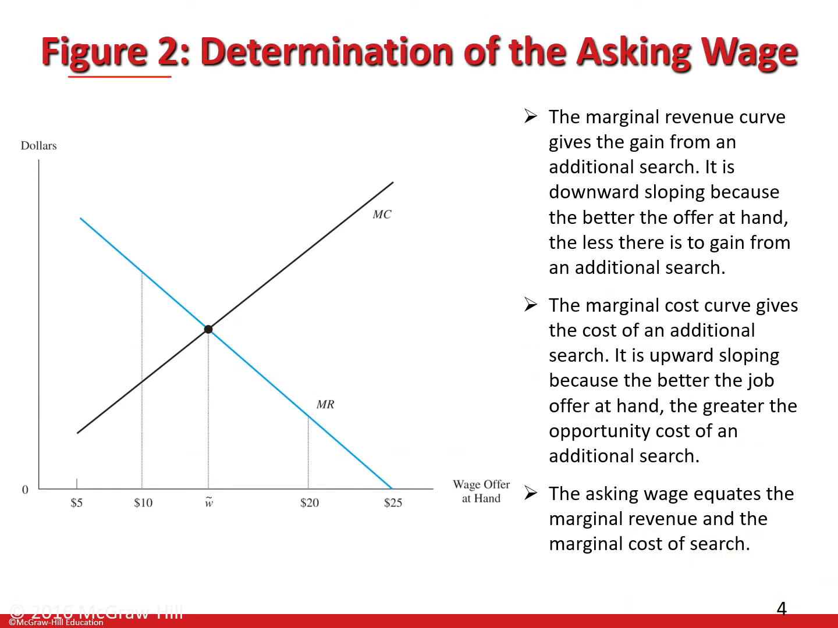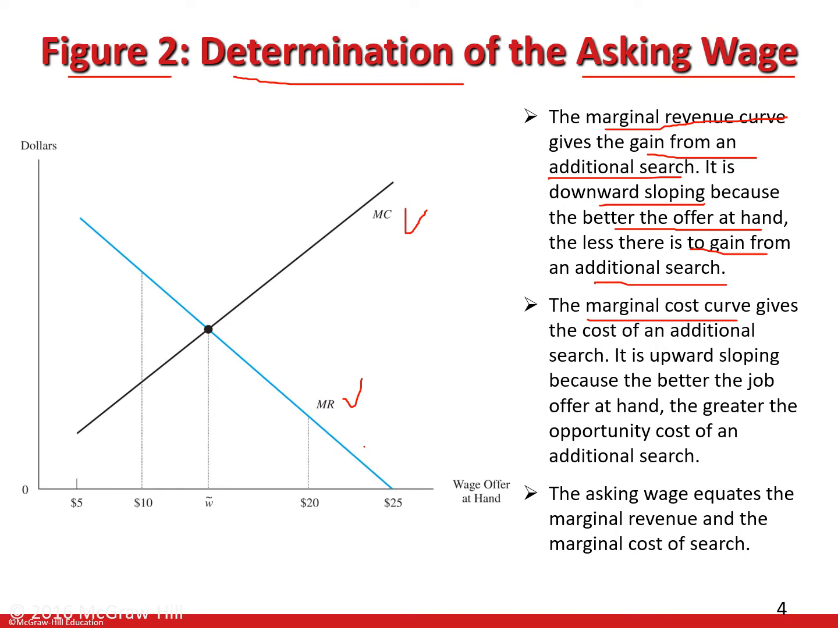Figure 2 displays the determination of the asking wage. On one end, the marginal revenue curve, which is the blue line, gives the gain from an additional search and is downward sloping, or negatively sloped. Because the better the offer at hand, the less there is to gain from an additional search. On the other end, the marginal cost curve, the black line, gives the cost of an additional search. It is upward sloping, or positively sloped, because the better the job offer at hand, the greater the opportunity cost of an additional search.